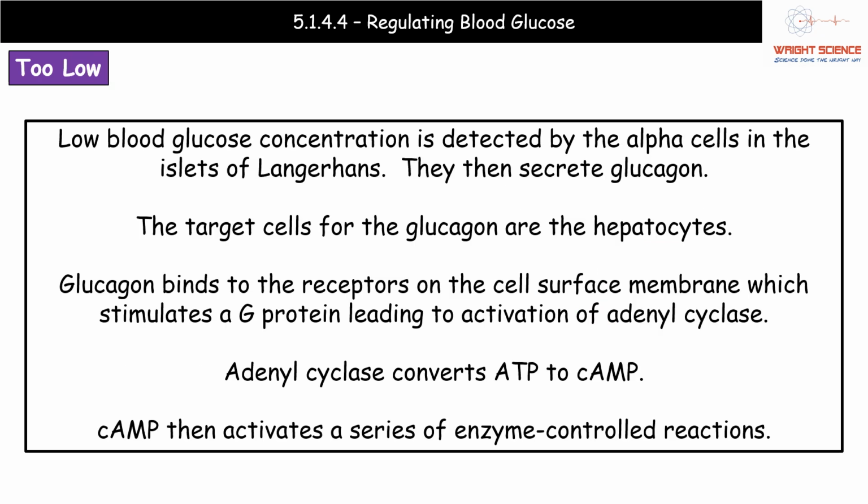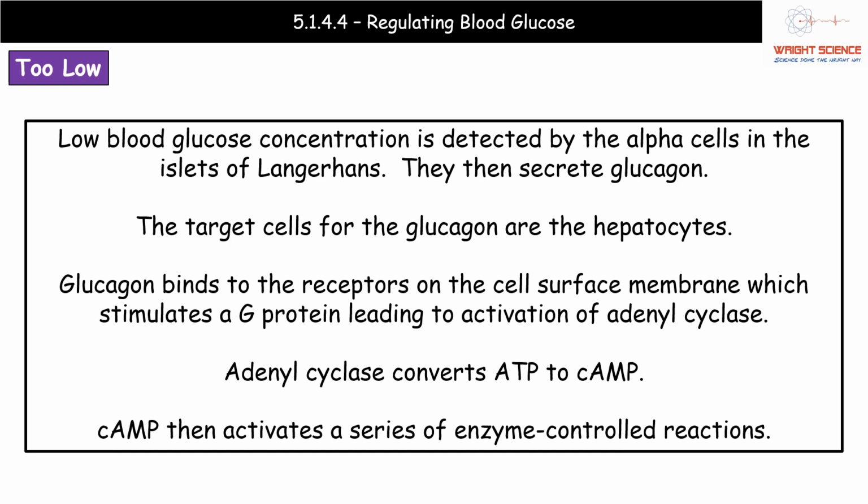On the flip side, if we go with a blood glucose concentration that is too low, this time it's detected by the alpha cells in the islets of Langerhans of the pancreas. Now, the alpha cells are going to secrete a different hormone, glucagon. So the glucagon then travels in the bloodstream to the target cells, which are the hepatocytes, so the liver cells.